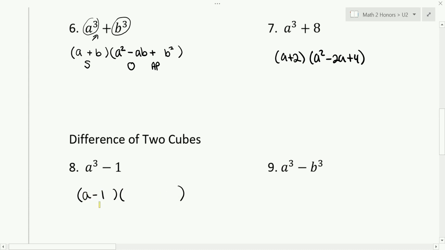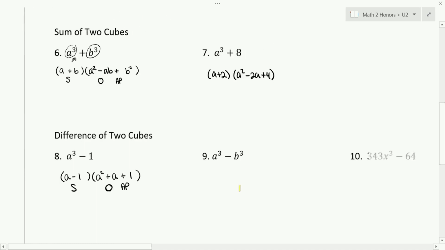A minus 1, same sign here. And the next factor? A squared, because a times a gives you the a squared. Opposite sign, plus, because we used the minus sign here, so we've got to use the opposite here. Plus what? Plus a, because you're going to go a times 1, which is an a. And then always positive 1. So you try number 9 and number 10. See what you can do.